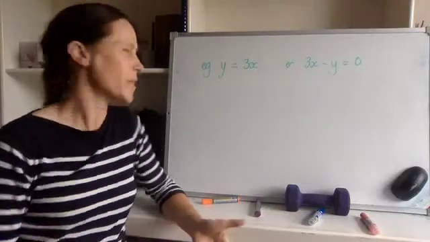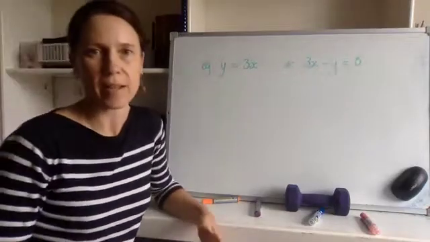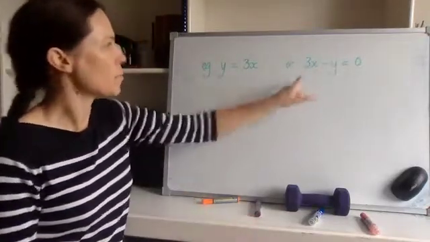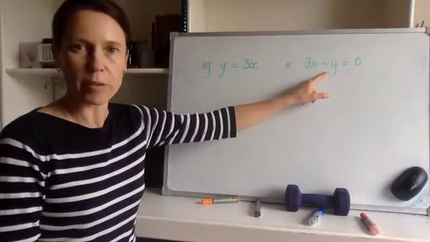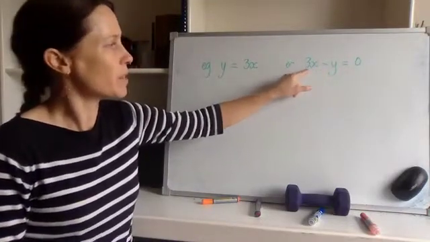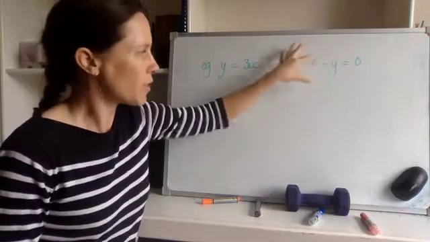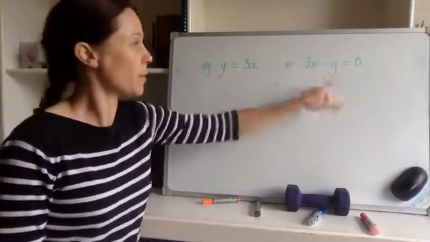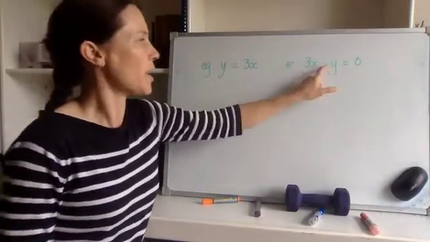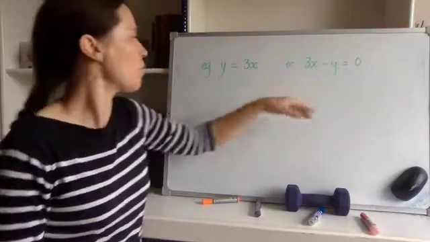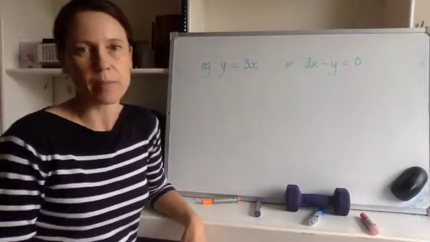Now you should be able to see that both of these functions are the exact same straight line. This one is in, I guess, general form, although it hasn't got any constants, but it's got some x's and they're positive, and it's got everything on one side and it's equaling 0, and there are some y's in it. But if I just add y to each side, then I'll have y equals 3x. So you can write it either way around.